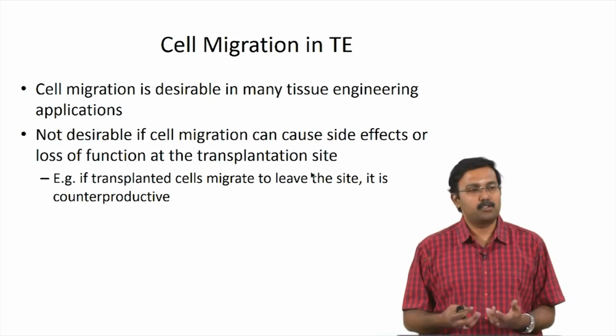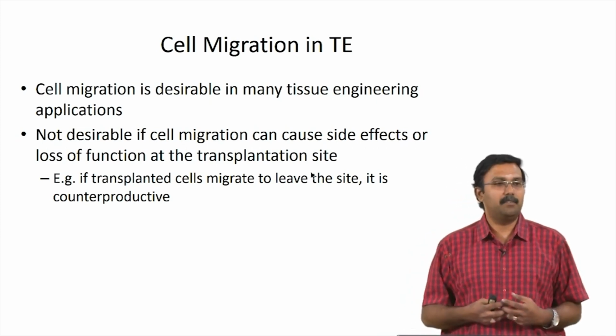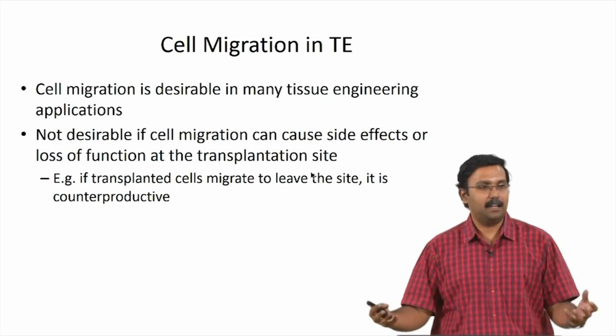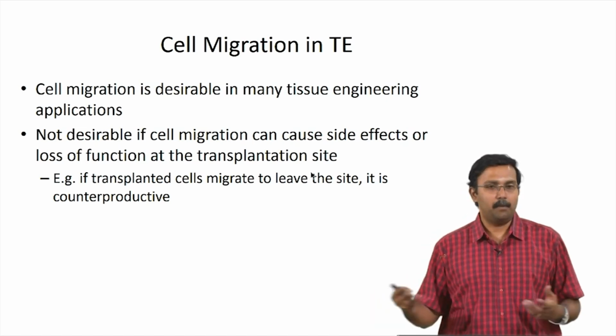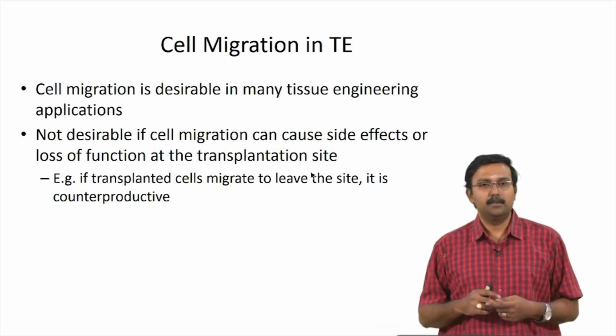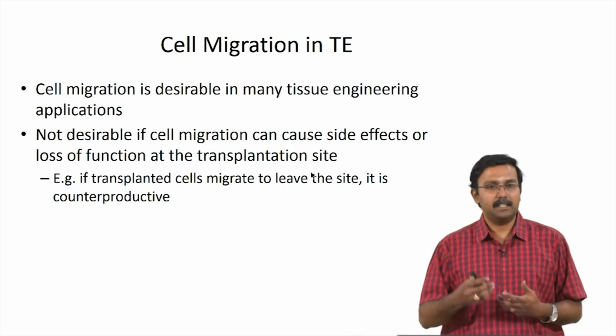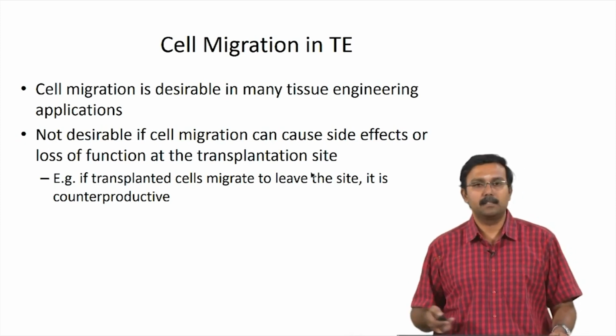If they adhere more strongly, if they prefer to adhere to the scaffold compared to what is present surrounding it, then they will probably not migrate away, right. So, optimizing the scaffold for cell adhesion can actually help in controlling cell migration.